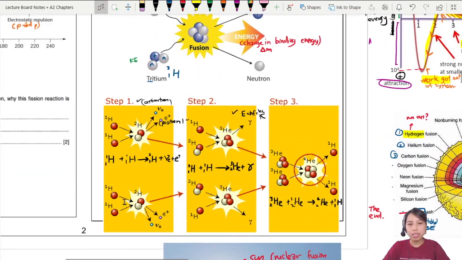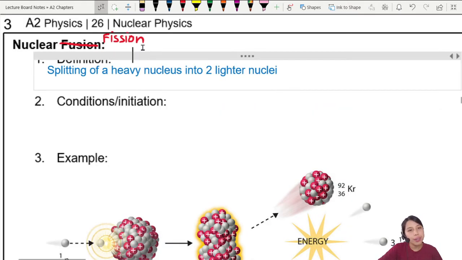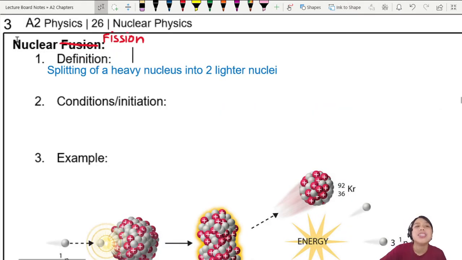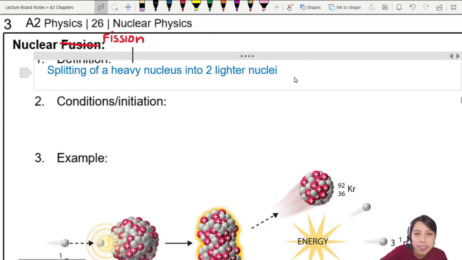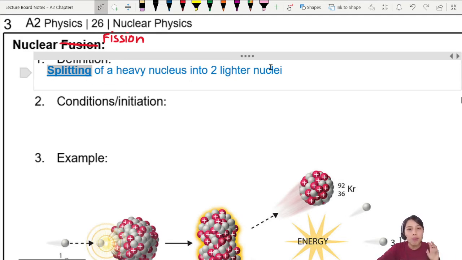Let's move on to the next one, which is fission. So nuclear fission is a typo in the notes. Nuclear fission can be defined as the splitting. You break down. So this one is an important word. You split apart. Splitting of a heavy nucleus into 2 lighter nuclei of similar mass.